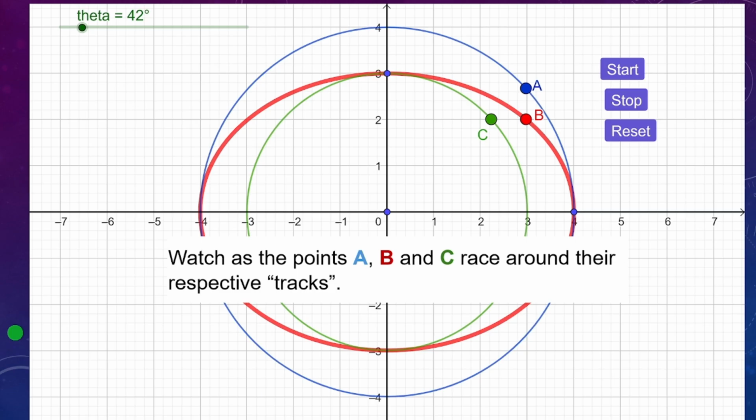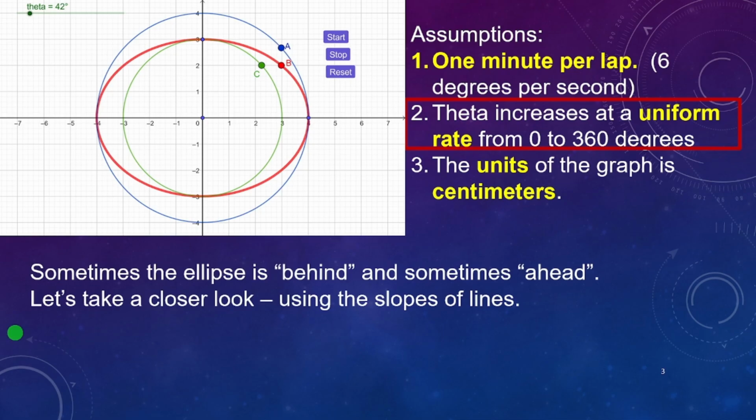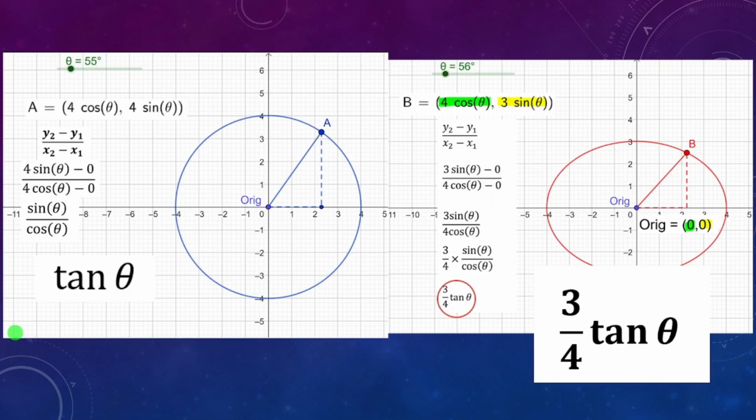We're going to watch the points A, B, and C race around their respective curves, using the assumption that theta increases at a uniform rate from 0 to 360 degrees. We will see that sometimes the ellipse is behind and sometimes ahead. Let's take a closer look using the slopes of lines.